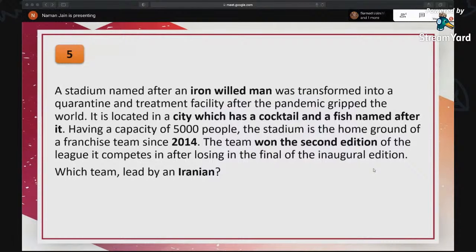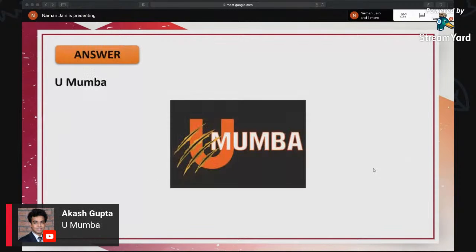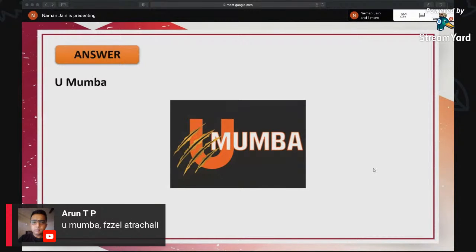Moving on, question number 5. Which team is being talked about here? Lots of clues, 2014. Second edition, Iranian, city which has a cocktail and a fish. Shubhojit says U Mumba, Akash U Mumba, Tanuj U Mumba, Ritvik U Mumba. Yeah, correct. This is the Pro Kabaddi League franchise, U Mumba. Siddharth says Sardar Patel Stadium, Motera. No, that's the one in Ahmedabad. There is another Sardar Patel indoor stadium in Bombay. And the captain is the Iranian Fazel Atrachali, as correctly said by Arun. And this is the Mumbai Stadium, which also is host to a number of franchises. One of them included the badminton one, which participated in the Indian Badminton League from 2013, I guess. So U Mumba will fetch you points.